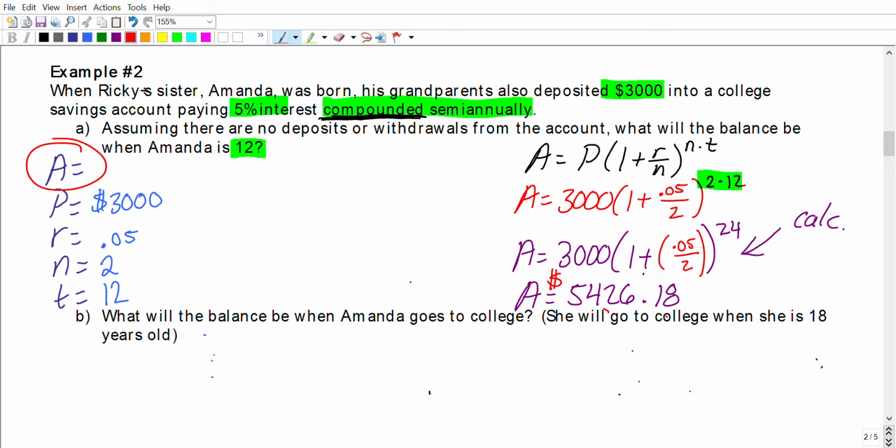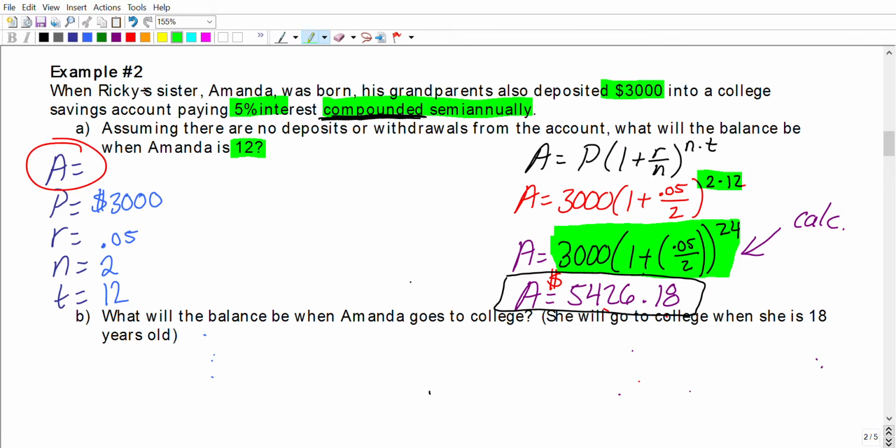And don't forget to write your units. So my compounded interest after 12 years, together with the money that was originally deposited, adds up to a total of $5,426.18. Okay, so if you didn't get that, more than likely you are entering something wrong on your calculator. So make sure it looks exactly like this that you're entering into the calculator.